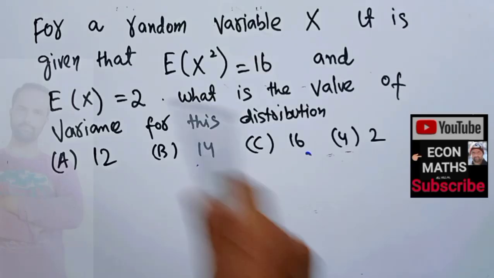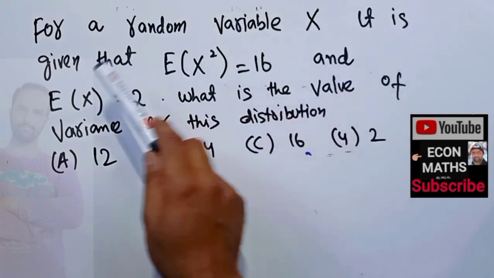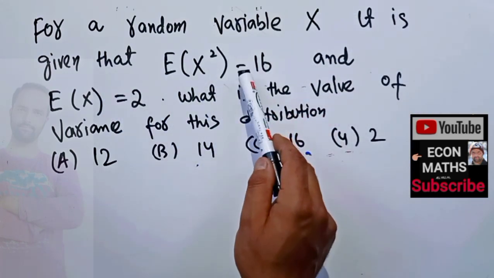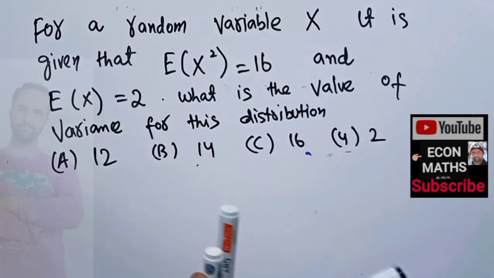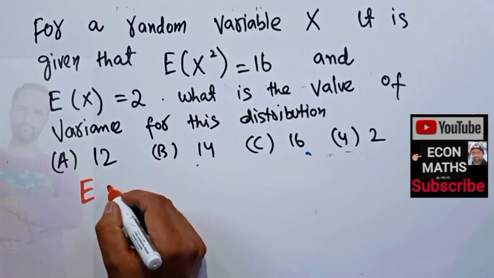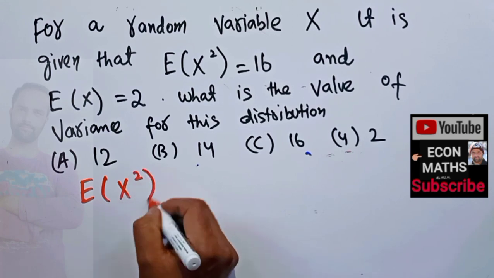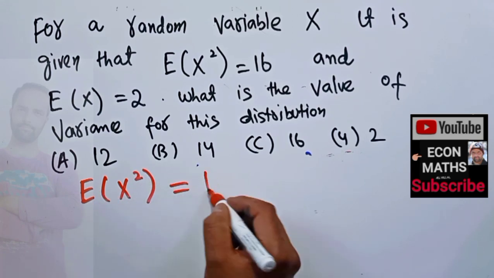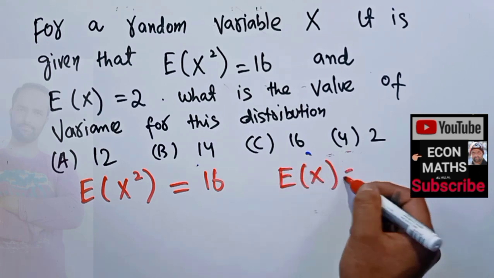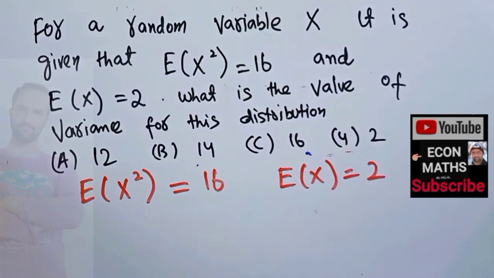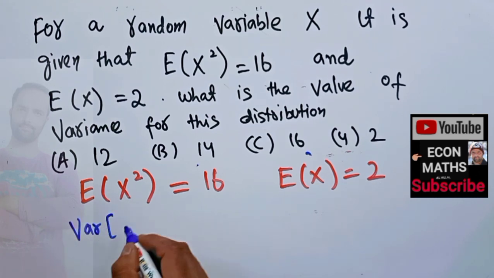The question is, for a random variable x, it is given that expectation of x square is equal to 16 and expectation of x is 2. What is the value of variance for this distribution? So what are we being given? We are being given the expectation of x square as 16, and the expectation of x is being given as 2. We need to find out the variance of the random variable. Let's denote it by x.